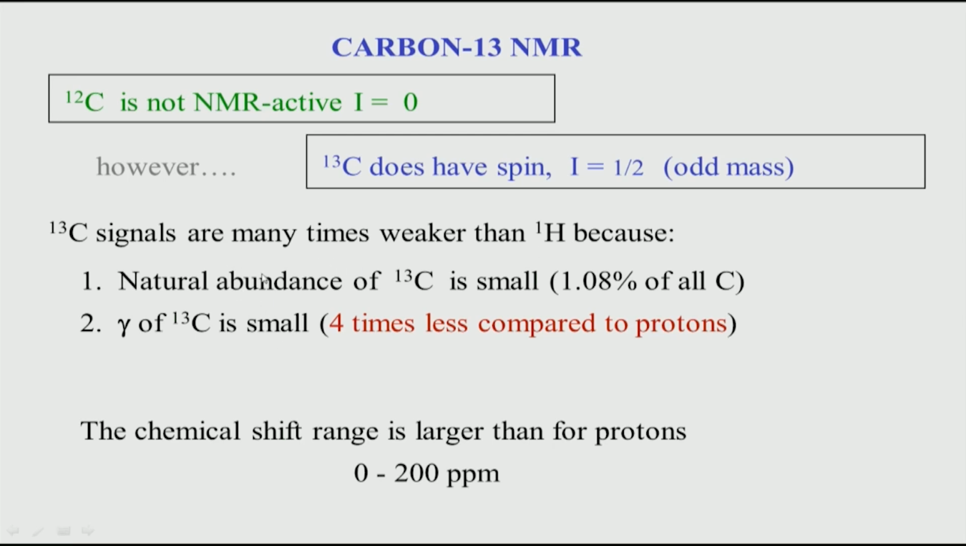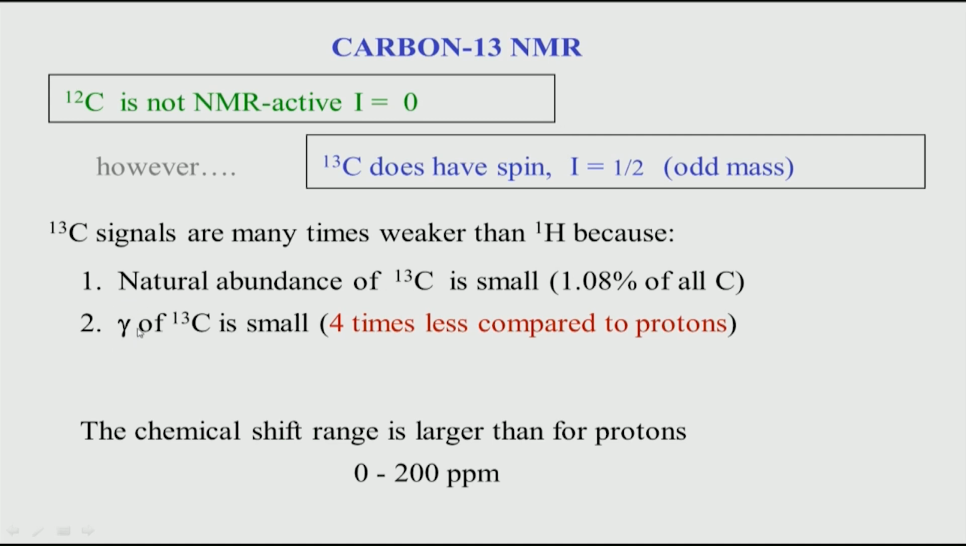There are two reasons mainly. The number one is the natural abundance of C13 is very small. So typically 1% of all carbons in the molecule will be carbon 13. That means if I take a collection of molecules, out of every 100 carbons, 1 carbon will be carbon 13. So basically it means 100 times less concentration of carbon 13 compared to hydrogens. That is one reason why the sensitivity of carbon is less, and the second reason is this gamma.